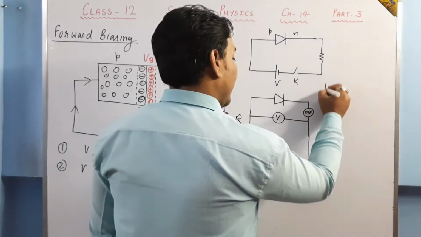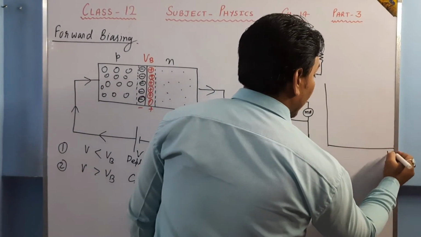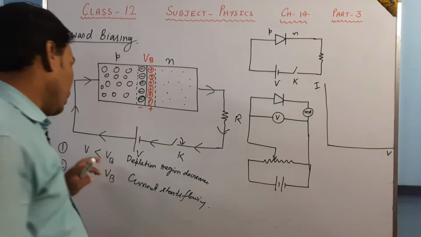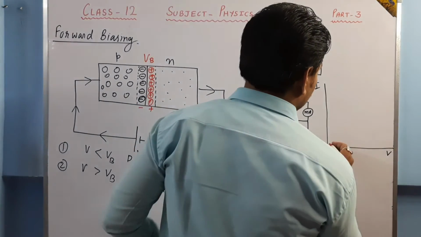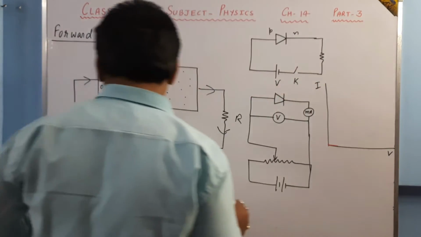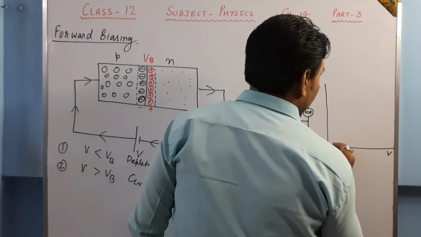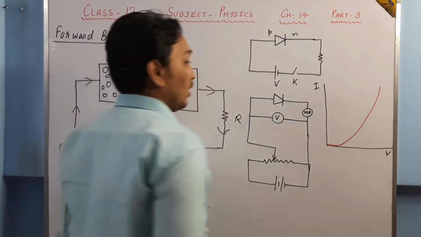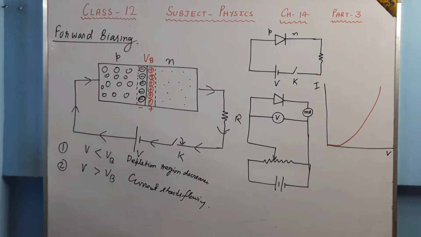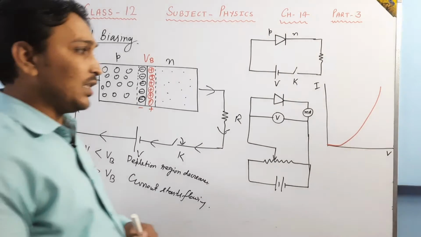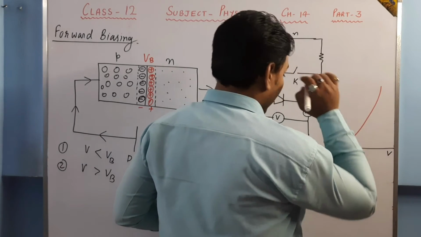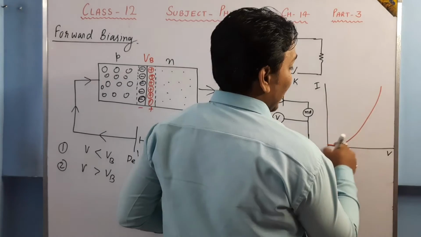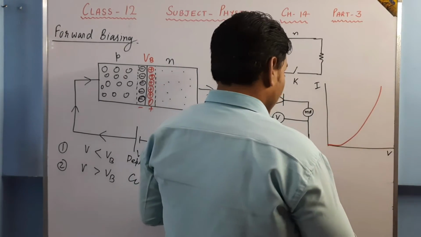And when we draw the characteristic curve, what we get is that initially, when V was less than VB, the current was very small, approximately equal to 0. But after some time, when V crosses VB, the current starts increasing exponentially. So this is how the graph is made. In this graph there is a thing to be noted. Initially the current was not moving. After a certain value, current varies with voltage, and it varies exponentially. This is not a straight line.